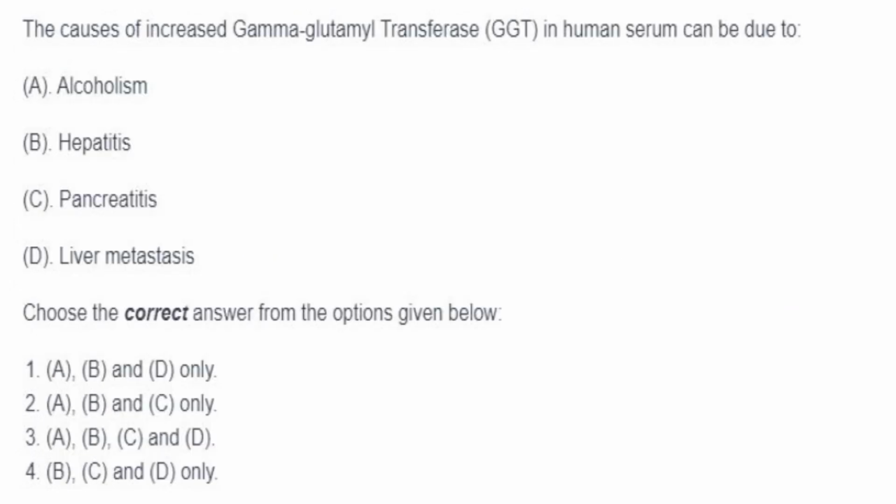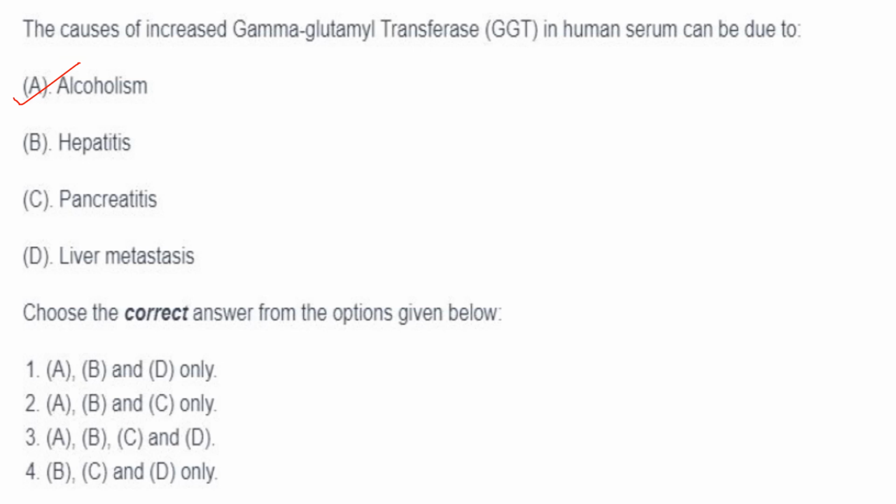Then the next one. The cause of increased gamma glutamyl transferase, GGT, in human serum can be due to. So it can be due to gamma glutamyl transferase. It is an enzyme found in liver, pancreas and kidneys. So excess alcohol consumption or chronic alcohol consumption can cause liver damage and GGT can increase. Hepatitis also, it can cause increase in GGT levels. Pancreatitis also, it can cause increase in GGT levels.